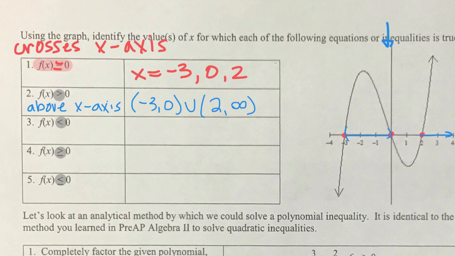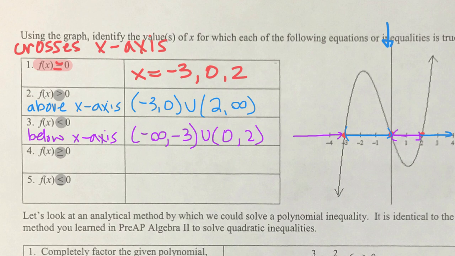Okay, the next one says, when is f of x less than 0? So where are we looking for less than? Below or under the x-axis, right? All of these things are about the x-axis, because that's where the y values are negative when your graph is below the x-axis. So that happens all the way up until -3. So from -infinity to -3 with a parenthesis, and then again the graph is below the x-axis from 0 to 2. Right? Because the y values are negative, that's where our graph is below the x-axis.